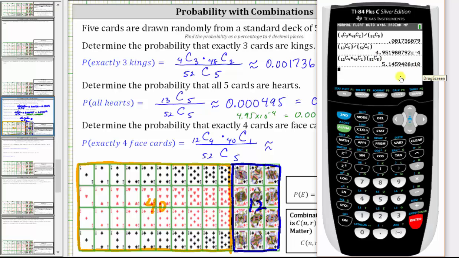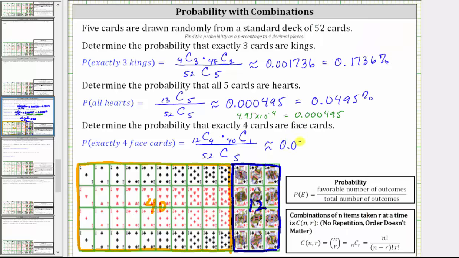And obviously this isn't correct because I forgot to divide here. So I'll press second enter to bring up the previous entry, move the cursor to here, and press second delete for insert, and then divide, and then press enter. So to 6 decimal places, we have approximately 0.007618. Which as a percentage is 0.7618%.